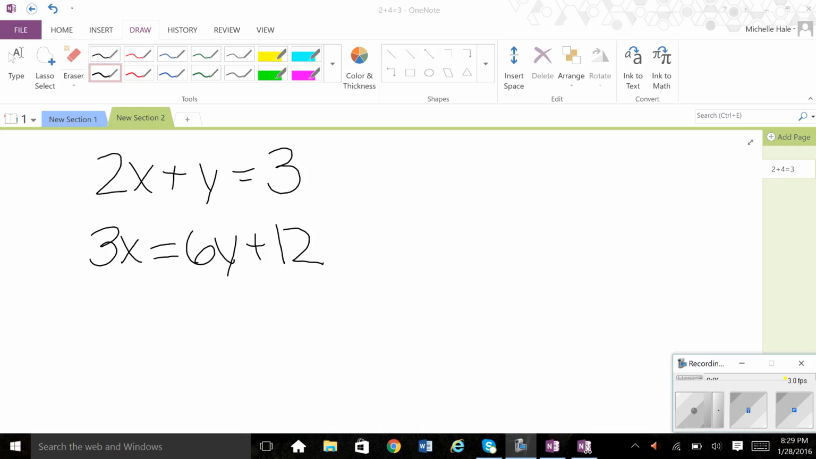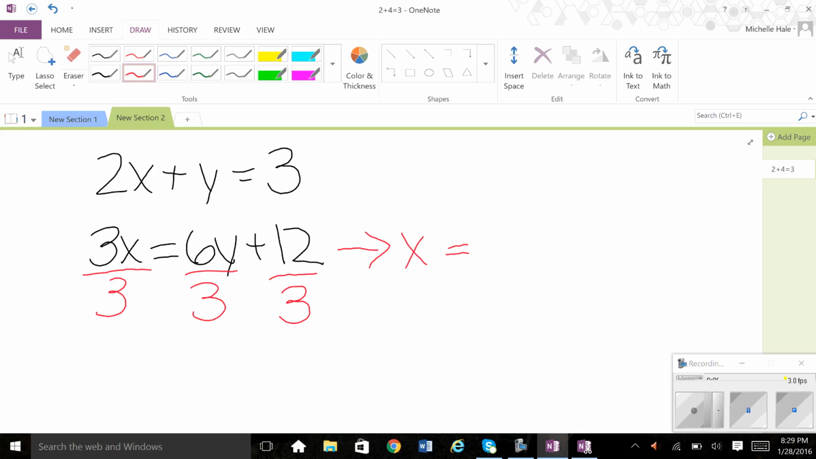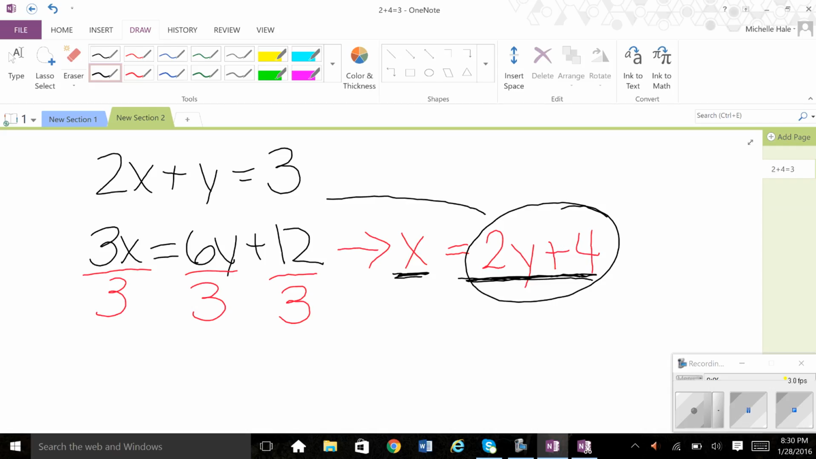We just have to get rid of that 3. So to do that, we're going to divide by 3 throughout the whole equation. And then that new equation turns into x equals 2y plus 4. Okay? So what we're going to do is, since we have x equaling this part here, that 2y plus 4, we're going to take this whole chunk and plug it in for x. Okay? So let me write out the first one again.